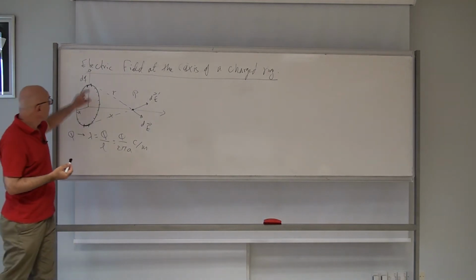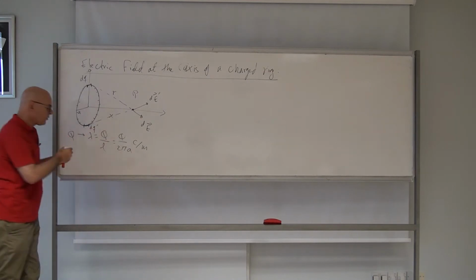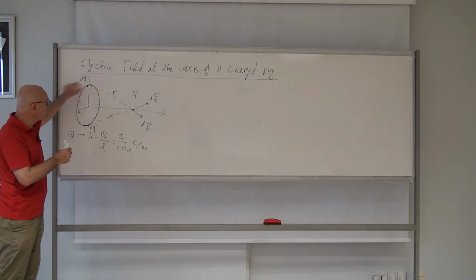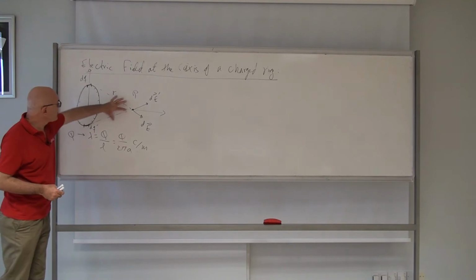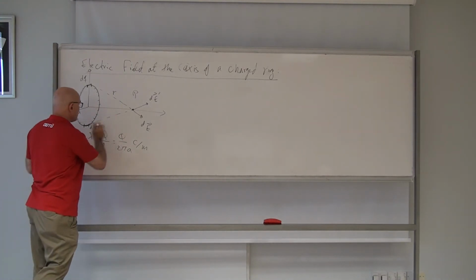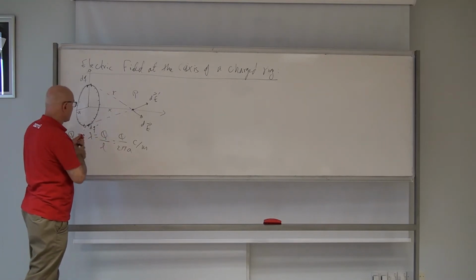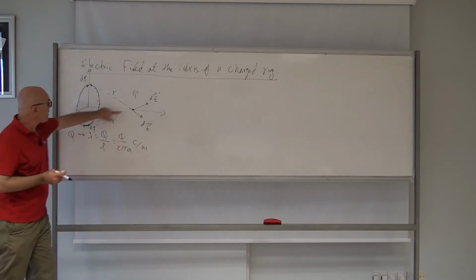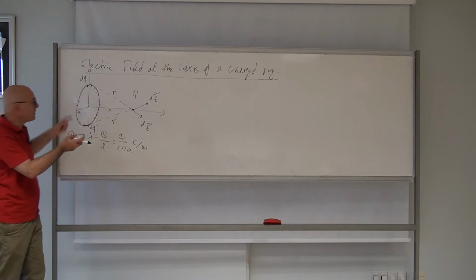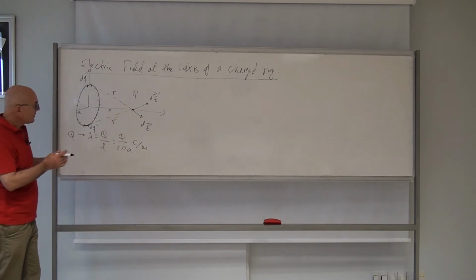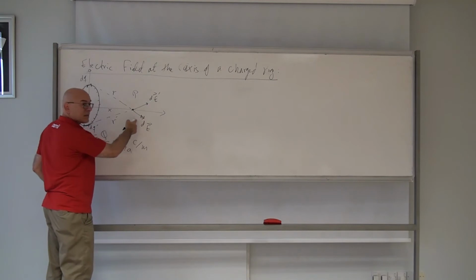Now, this is dq prime. I'm assuming dq and dq prime to be the same because I'm dividing the ring into small infinitesimal elements which have the same charge. Now, this distance r prime, this is x here, this is r prime. This r prime is the same as this r. Actually, it is the same for all dq's on the ring from the geometry. So this dE prime is the same as dE in magnitude.